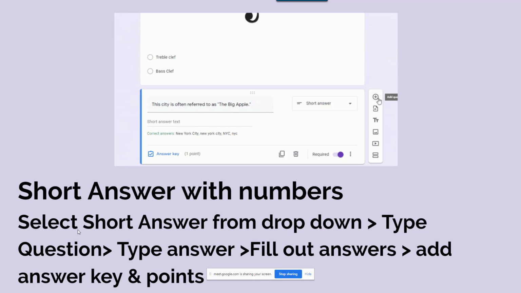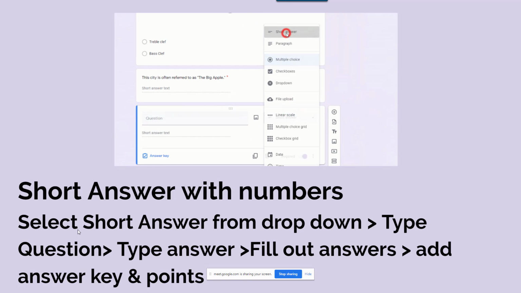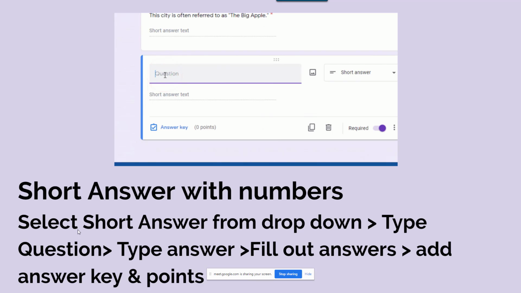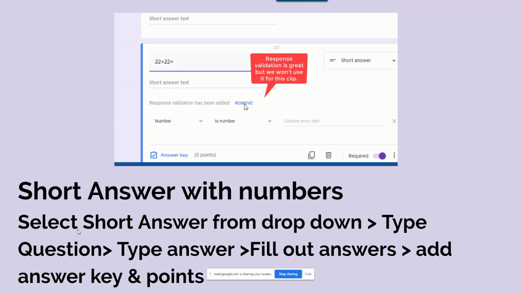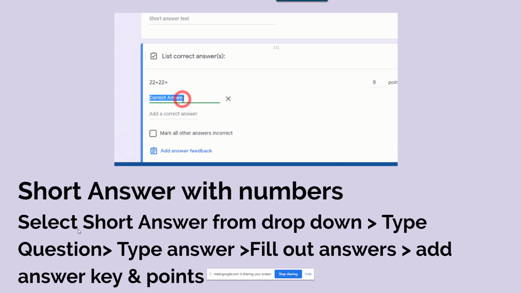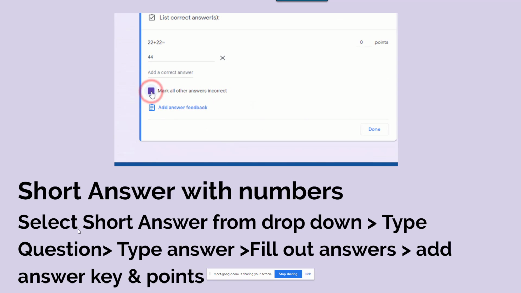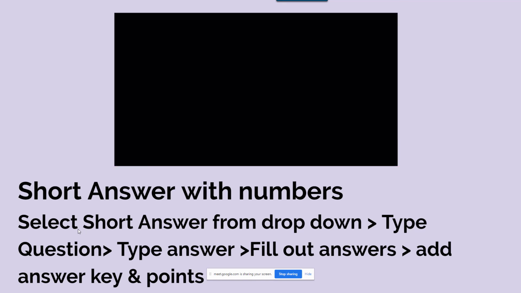Okay, so you're going to hit the plus for a new question. You're going to go up to short answer, type in your question. Now, the valid response thing, go ahead and click delete for right now. It's an awesome tool, but we're not going to use it in this one. Mark all others incorrect and hit 1 point and done.